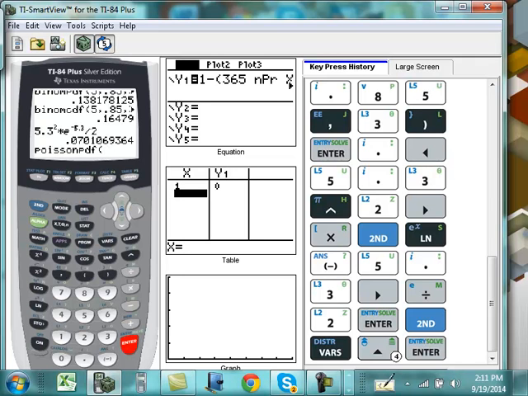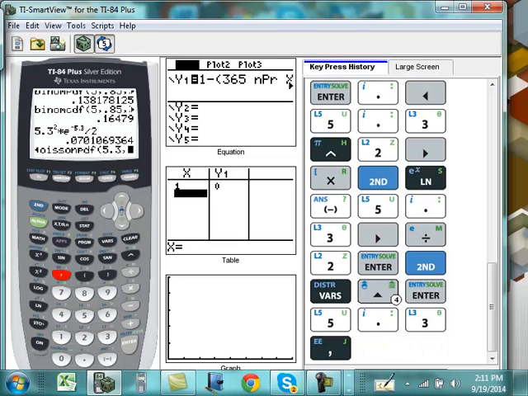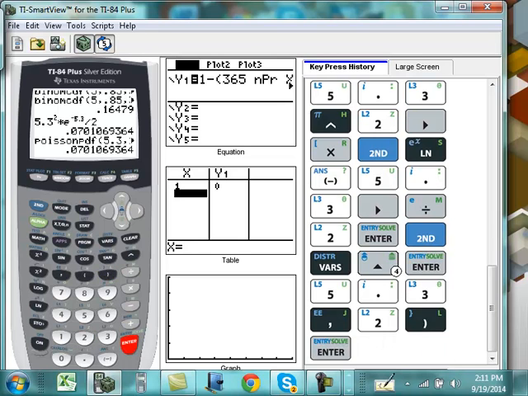The first number that you're going to put in is the mean. So for the hurricane problem, it was 5.3, comma, and then the second number is going to be the number of occurrences, which for the hurricane problem was 2, and then close parentheses. Enter. Yeah, you just need to put in those 2 numbers for the Poisson. And that worked out to be the same answer, right?